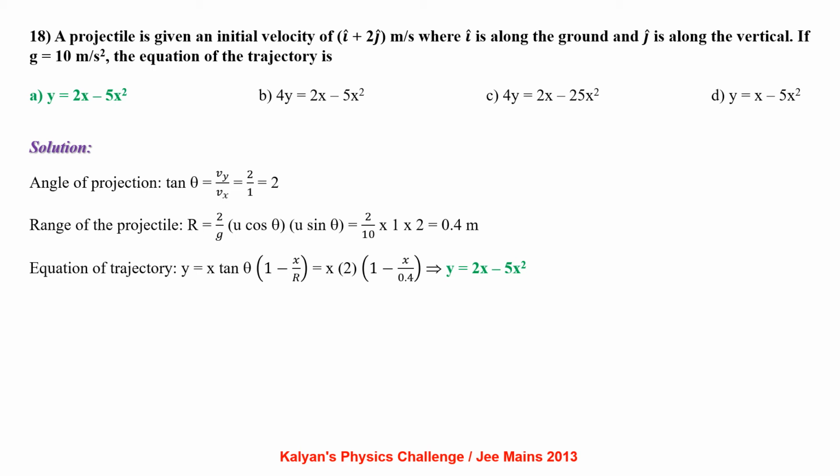Range of the projectile R equal to 2 by g times u cos theta into u sin theta, that is R equal to 0.4 meter. Equation of the trajectory y equal to x tan theta times 1 minus x by R. Put the calculated values, we get y equal to 2x minus 5x square.